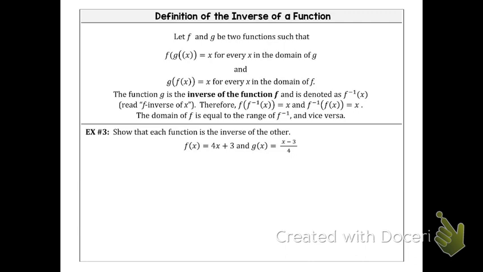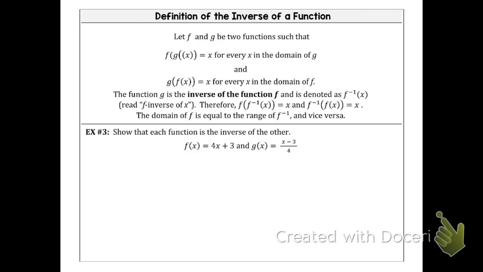Therefore, f of the inverse of f of x will equal x, and the inverse of f of x will also equal x. The domain of f is equal to the range of the inverse and vice versa. All right, well, that was a mouthful. So all they're saying is that if we take their composition, whether we call the second function g of x, or we say since we think it is the inverse of f, we could put the inverse of f of x. It's just notation.